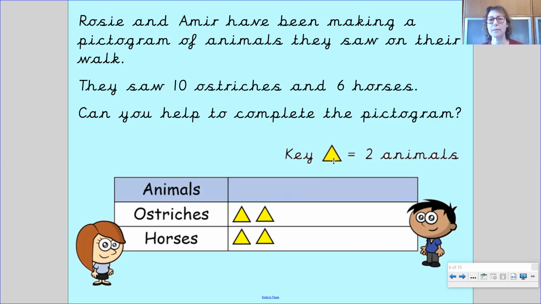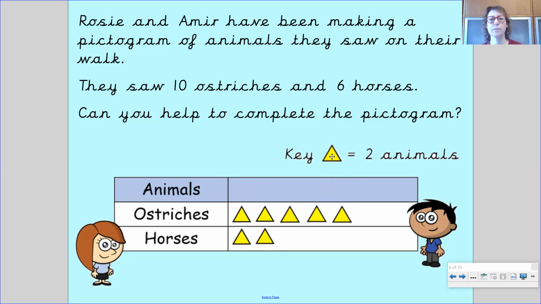So our key is that one triangle is 2 animals, so we need to be counting in 2s. So we need 10 ostriches. So we have 2, 4, 6, 8, 10. And like I said to you yesterday, please make sure that your pictograms line up underneath each other. They're super neat.